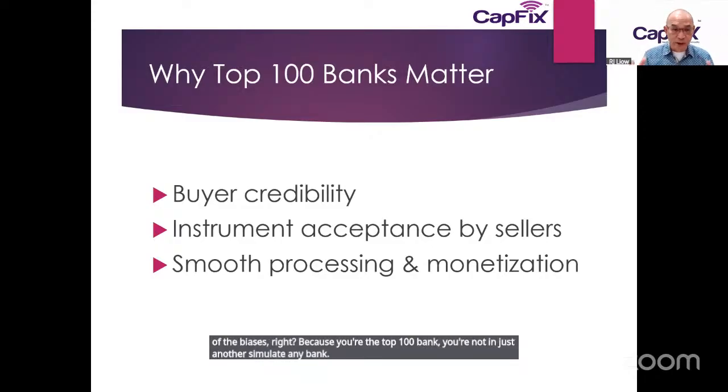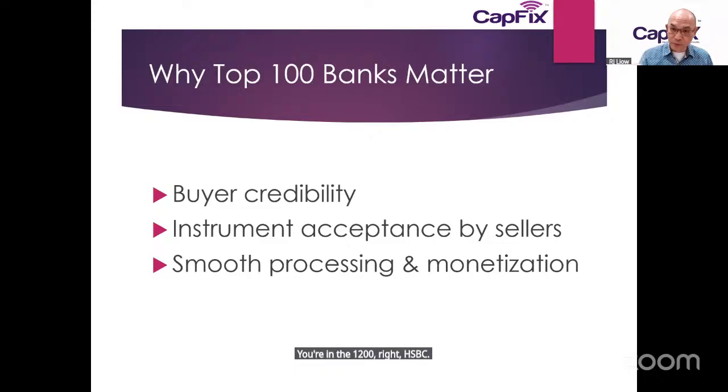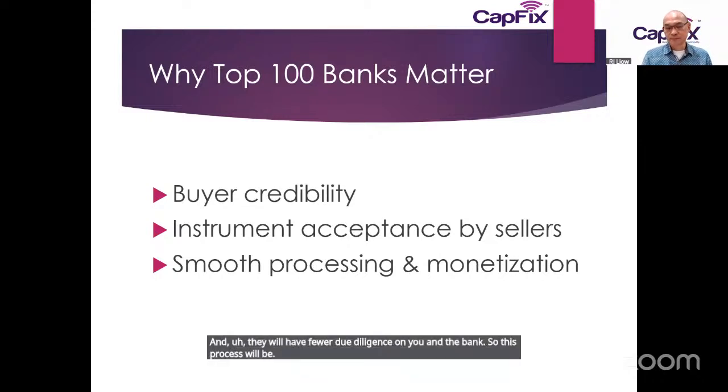You're in the top 100, like HSBC. Then the seller will look at you. The instrument will be easier to be accepted by the sellers, and the processing will be easier because they trust the bank that you use, and they will have fewer due diligence on you and the bank. So this process will be smoother.